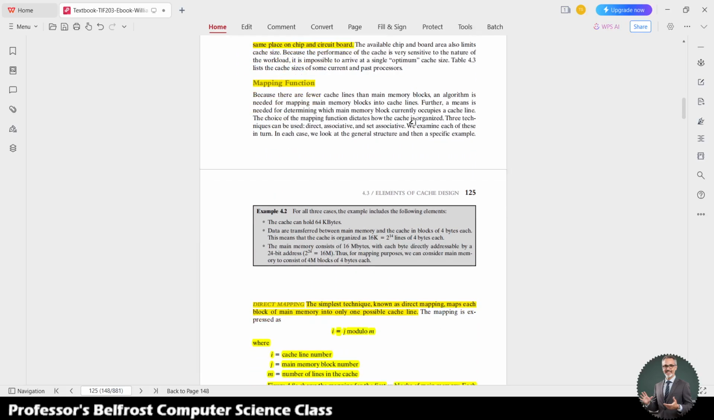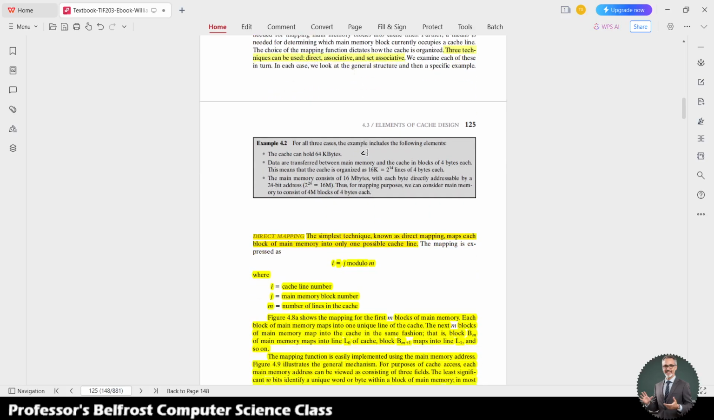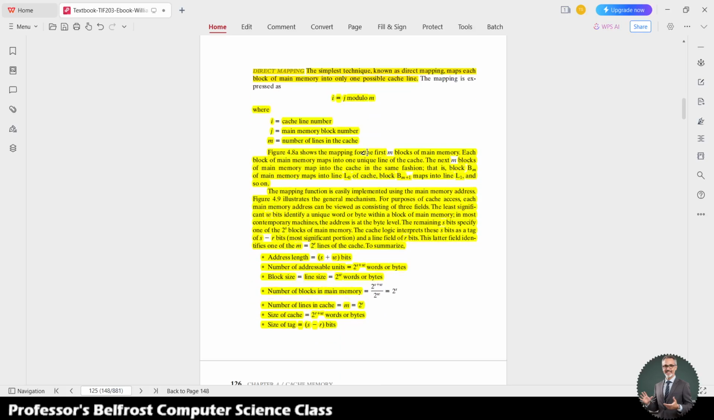Then we have the mapping function. There are three techniques that can be used, which are direct, associative, and set associative. Let's see them one by one. This is quite mathematical, so I'll explain one by one. Direct mapping is the simplest one, which maps each block of main memory into only one possible cache line. This is expressed as shown.